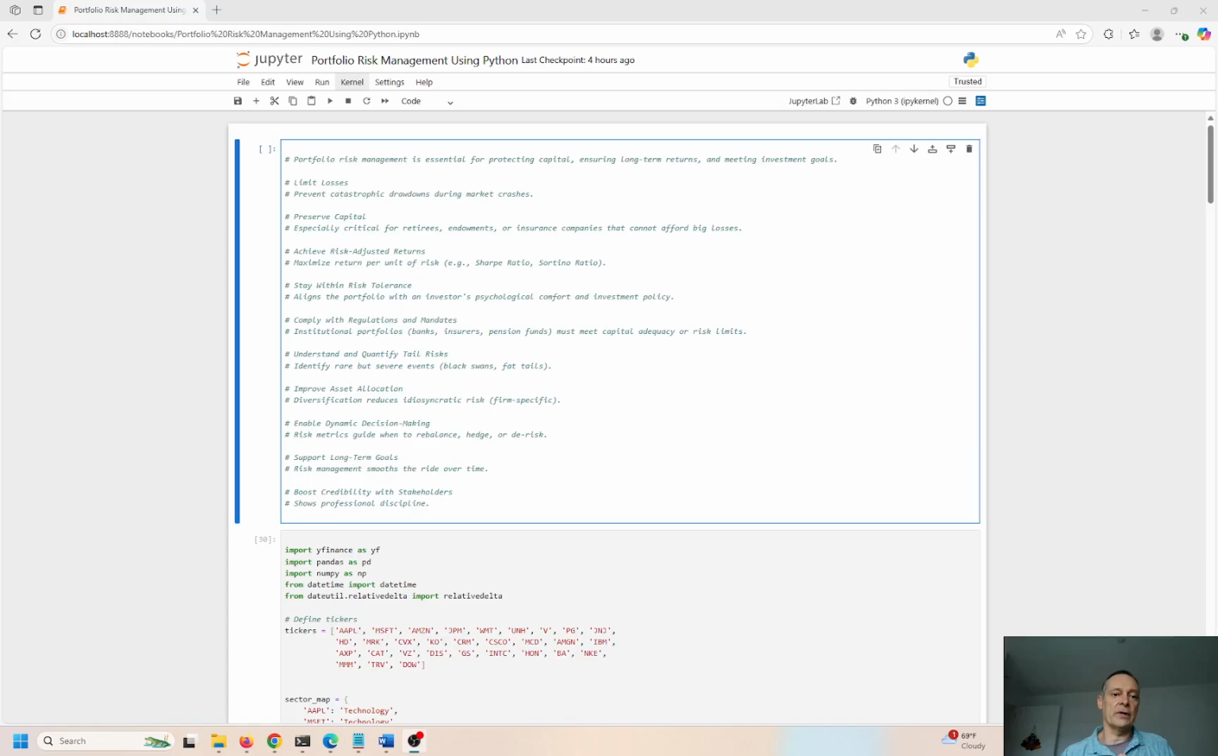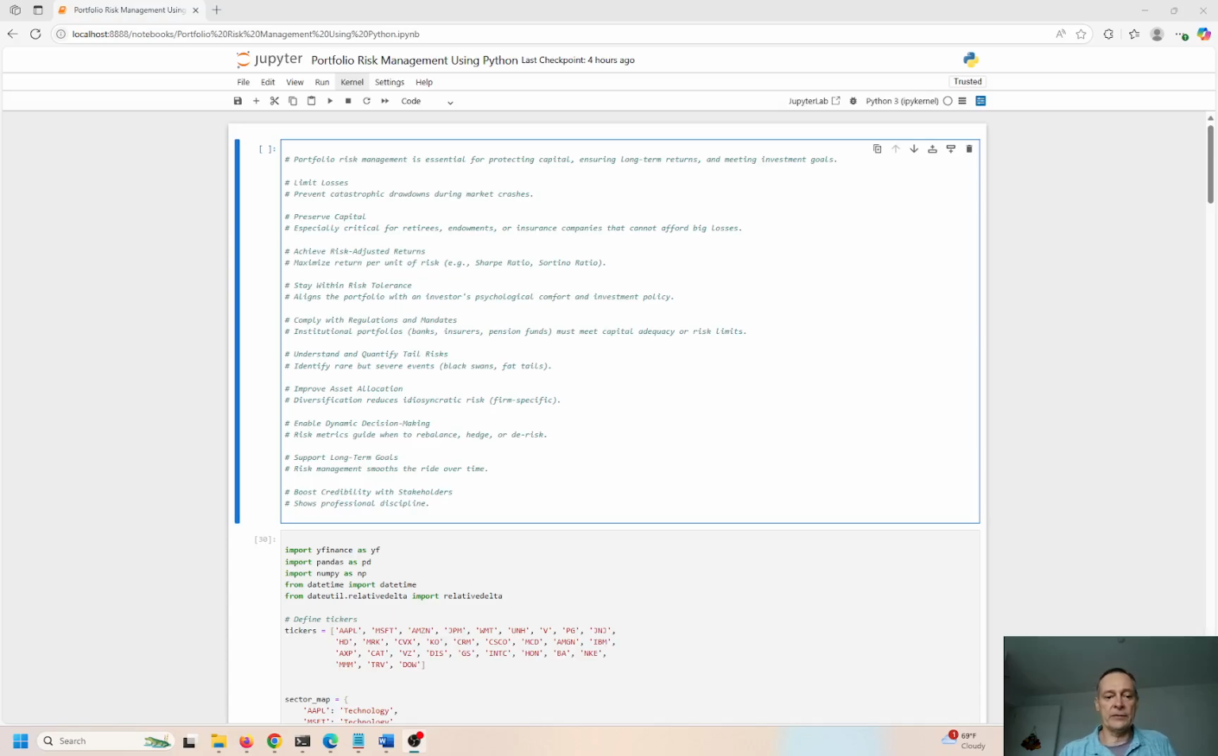So this can help us limit losses, preserve capital for the firm that we work for or for the clients that we work for, achieve risk-adjusted returns, basically stay within risk tolerance for compliance purposes or for the mandate of the firm that we work for, comply with regulations and mandates, understand and quantify tail risks. Okay, we'll look at that a little bit later. Improve asset allocation. We'll see an example of that. Enable dynamic decision making, support long-term capital, and basically boost credibility with our stakeholders. And this just shows professional discipline too.